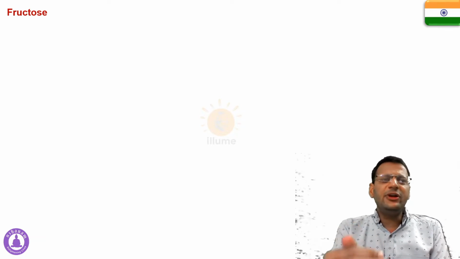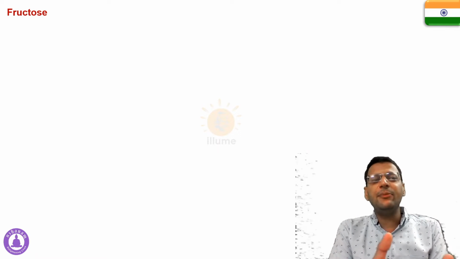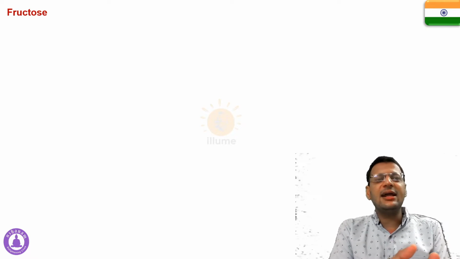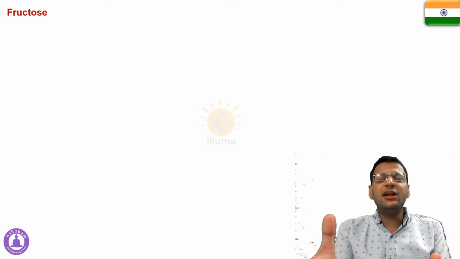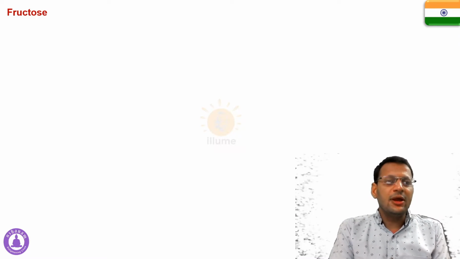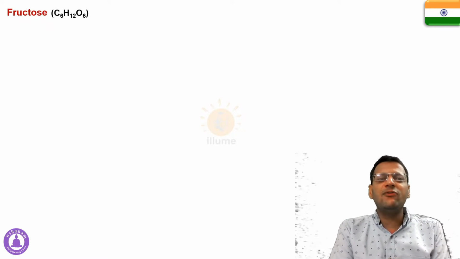Before watching this video on fructose, I would request you to please go through the previous videos that I made for all kinds of isomerism in monosaccharides, because after watching those videos you would be able to understand this video much better. So fructose, the formula is C6H12O6.